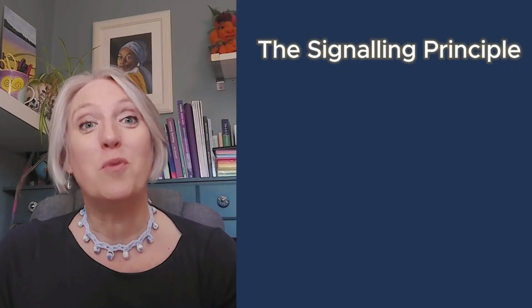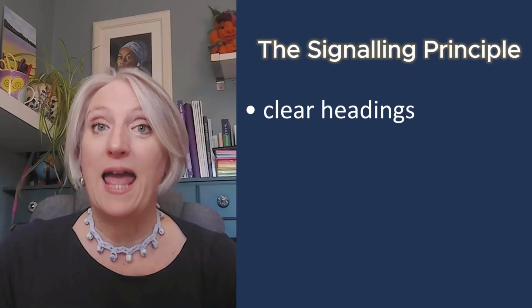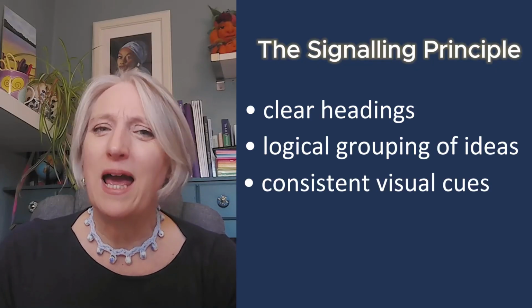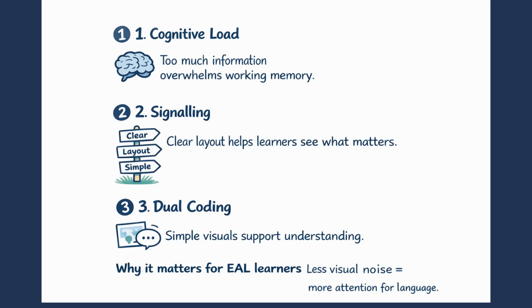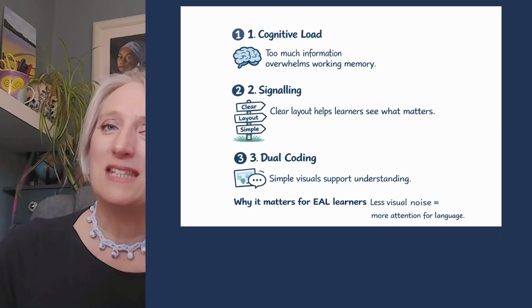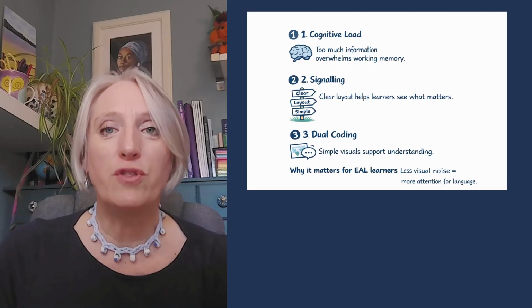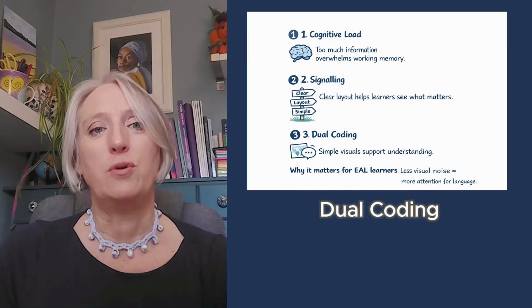Learners understand information more easily when the structure is clear. Good signalling might include clear headings, logical grouping of ideas, consistent visual cues, and importantly, white space. In the third version, I reduced the design to the basic essentials, just 3 key ideas: cognitive load, signalling, and dual coding. Each one has a simple explanation, there's space between ideas, and the visuals support the text rather than competing with it.